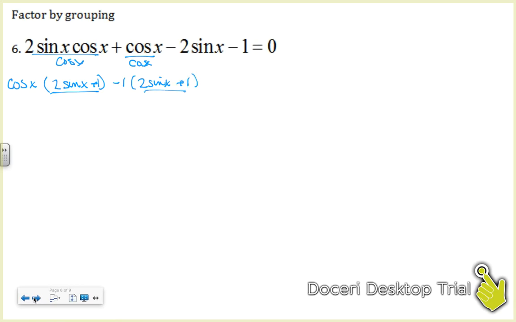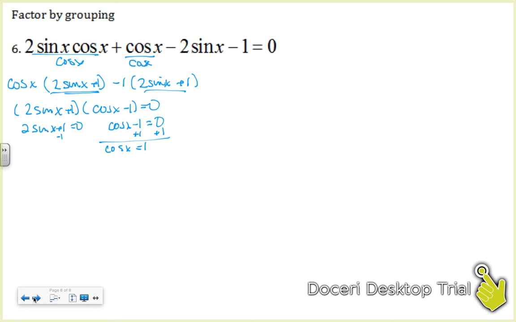Then these guys both share this. So you have 2 sine x plus 1 and you have cosine x minus 1, and you both equal 0. And I'm just going to go and solve for cosine and solve for sine so that I can figure out what quadrants I'm going for. So if you need to, stop the video so that you can verify that you can do this on your own.